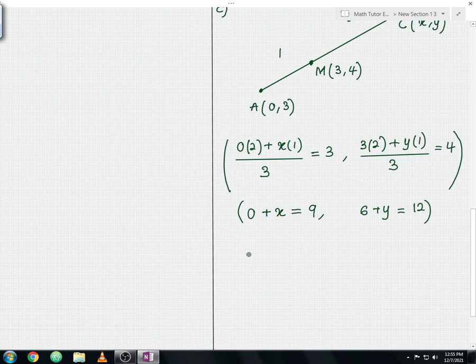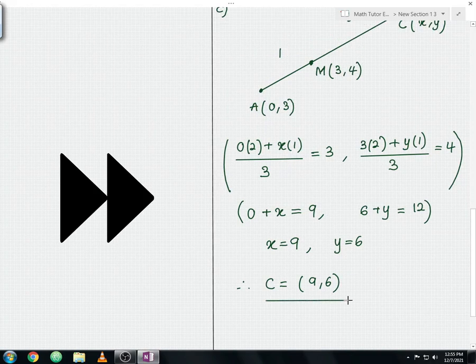Okay, so from here you calculate, you should get your x equals to 9 and y equals to 6. So this 6 from the left hand side you move it over to the right hand side, so it will become negative 6. So 12 minus 6 you get your y equals to 6. Okay, so from here we know that our coordinate C will be equals to 9, 6. So this is your answer for the question part C. Okay, let me underline the solution for the question part C.